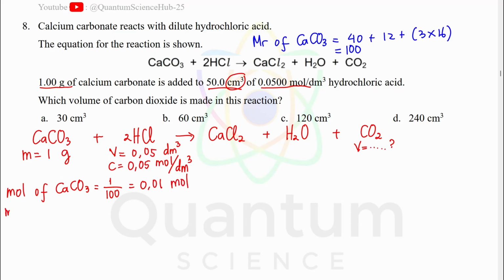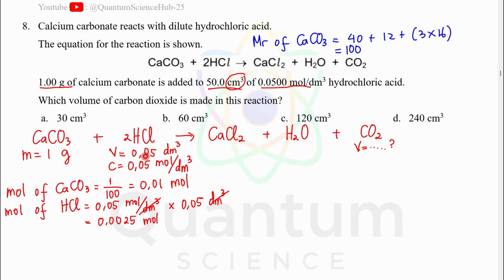Next, we find the mole of HCl, which equals CV, right? The concentration here is 0.05 mole per dm cube, and then times the volume, which is 0.05 dm cube. And we can cancel the dm cube and we will get 0.0025 mole.